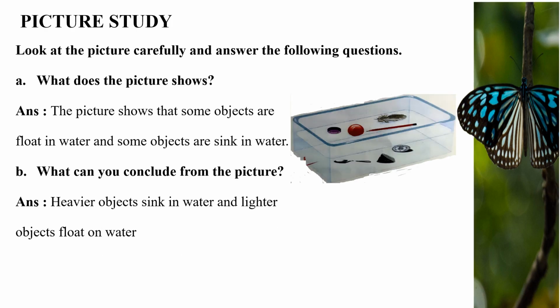Picture study. Look at the picture carefully and answer the following questions. First, what does the picture show? Answer: as you can see, the picture shows that some objects float in water and some objects sink in water. Next question, what can you conclude from the picture? Answer: heavier objects sink in water and lighter objects float on water. This is the conclusion from the picture.